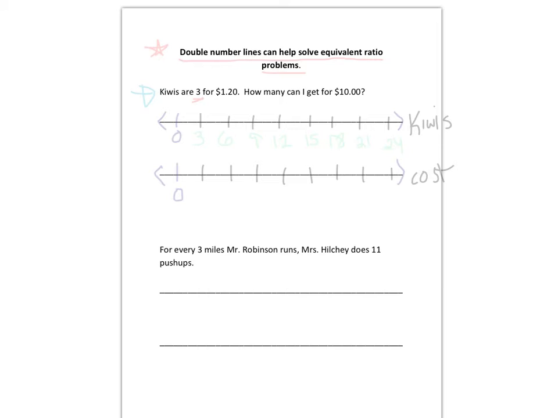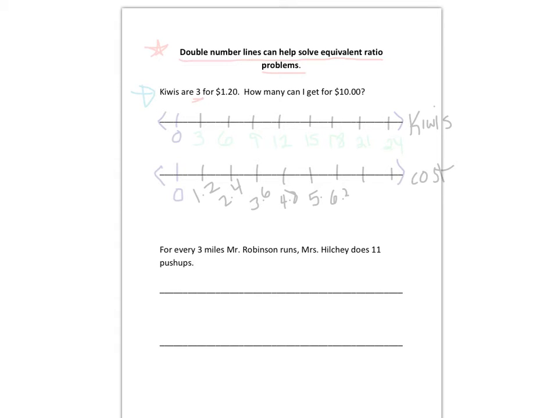All right, and then I have cost. So for every 3 kiwis I buy, I'm going to spend $1.20. And I'm just going to write 1.2 because that's the same as $1.20. And then I'm going to count by $1.20s. 1.2, 2.4, 3.6, 4.8. Ooh, that was a bad 4.8. 6.